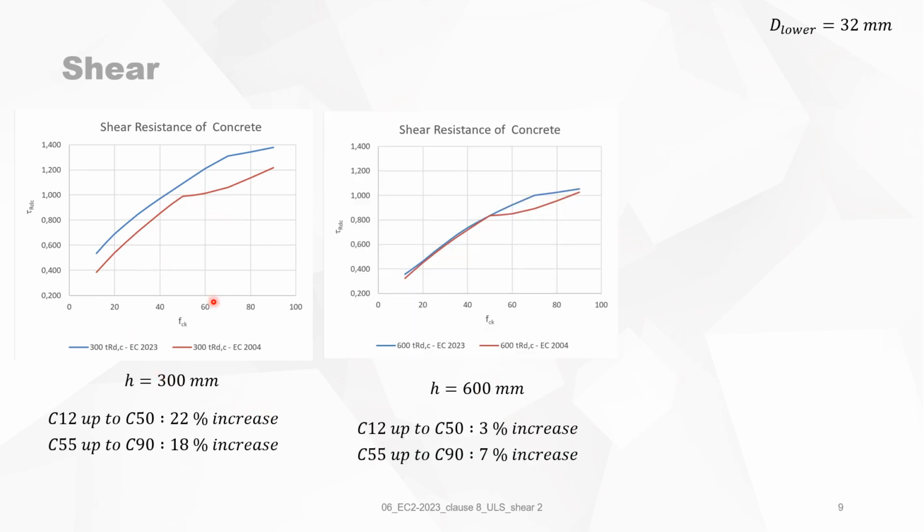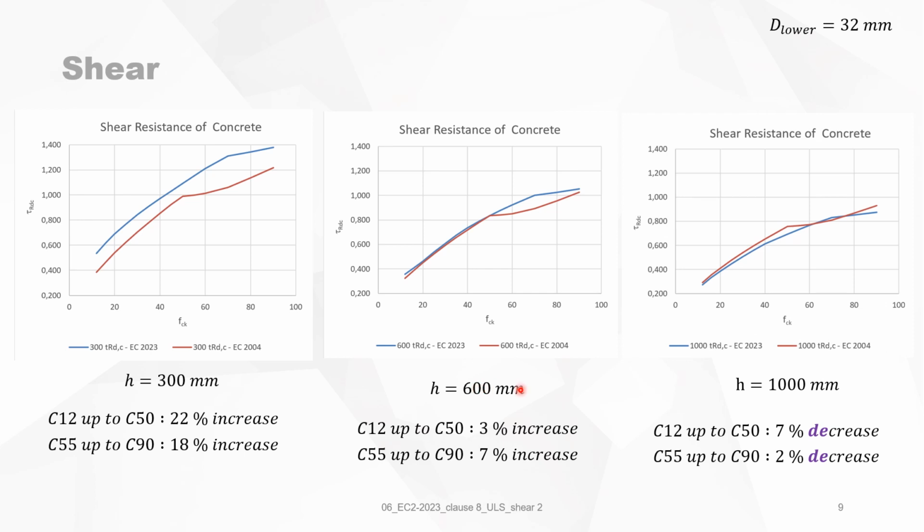We can make the same graph for a beam depth of 300 millimeters, a depth of 600 millimeters, and a beam depth of 1000 millimeters. And then we will see the evolution of the graphs. We see that for small depths, we have an increase of more or less 20% on the concrete stress capacity.